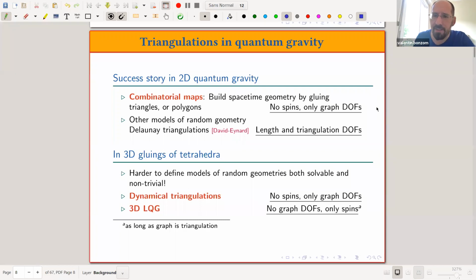So here on the right-hand side, I tell you for each model what kind of degrees of freedom you have. And for combinatorial maps, you have no spins. You have only graph degrees of freedom.